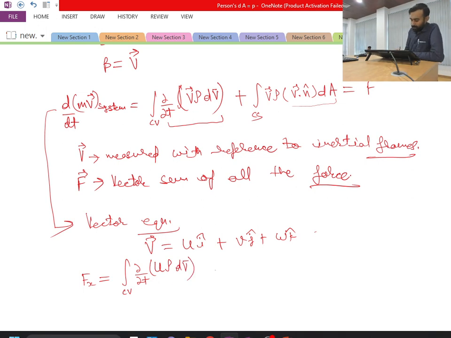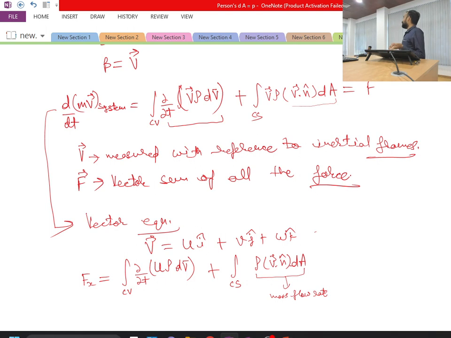Similarly for the control surface, this term rho v vector dot n cap into dA will remain as it is, because this term is nothing but signifying the mass flow rate. This term signifies the mass flow rate. When I am talking about the x component of this equation, then ultimately I will be considering the x momentum, or momentum in x direction. So this mass flow rate I must multiply with u component of the velocity.